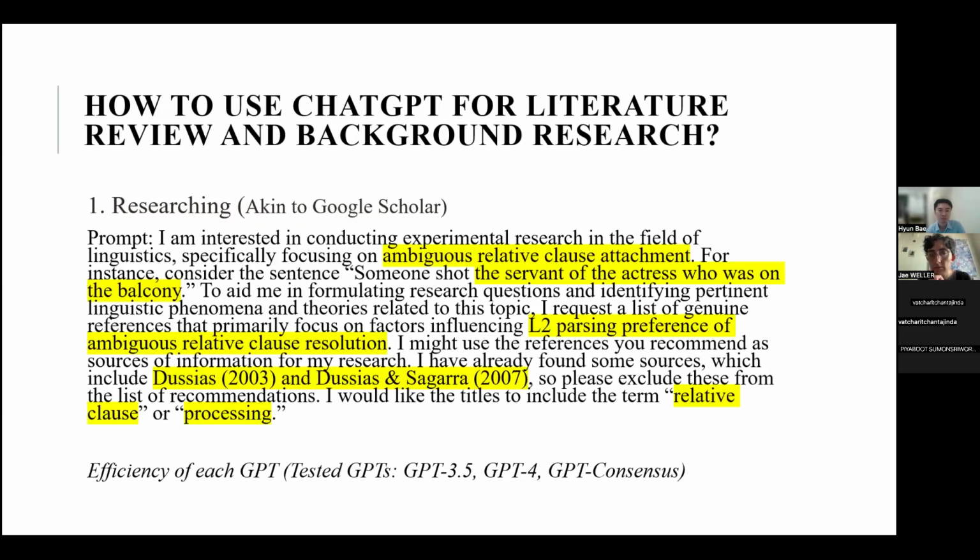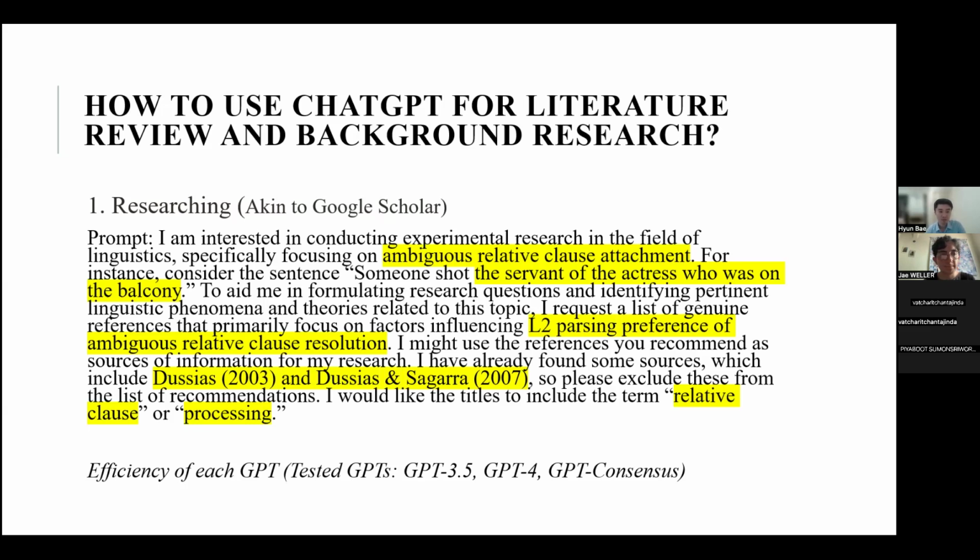So this is the prompt that I used. I'm interested in conducting experimental research in the field of linguistics, especially focusing on ambiguous relative clause attachment. For instance, consider the sentence, someone shot the servant of the actress who was on the balcony. So including an example sentence is crucial in making GPT understand what you want.